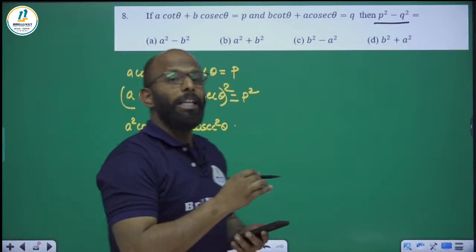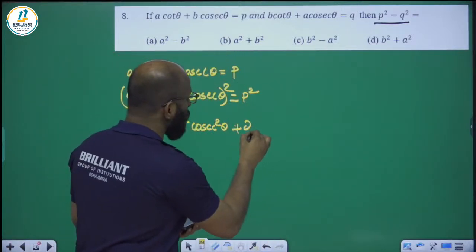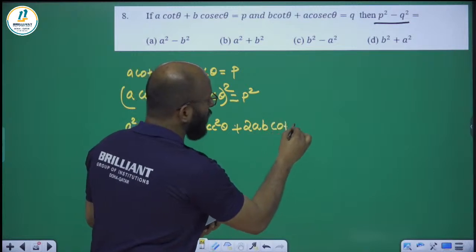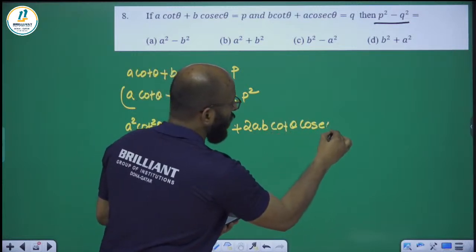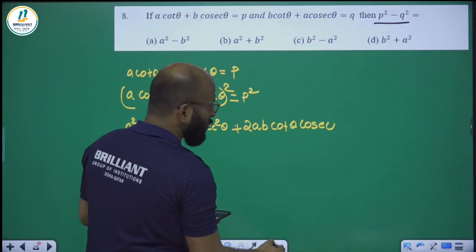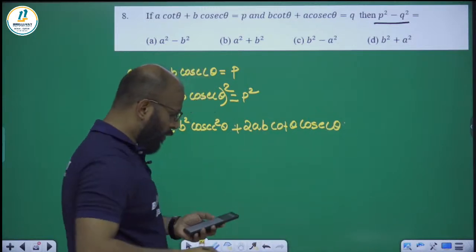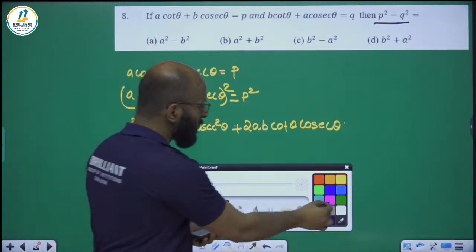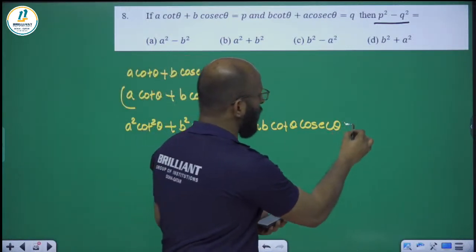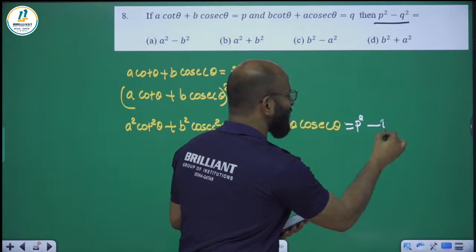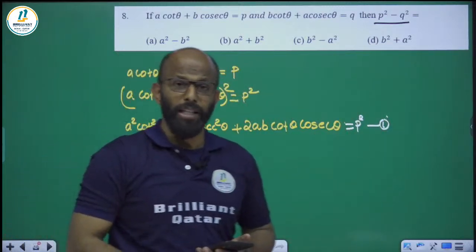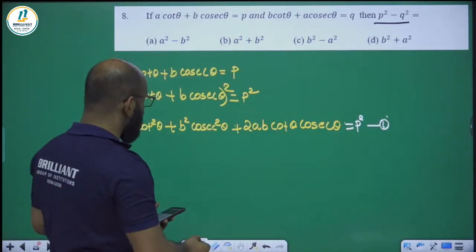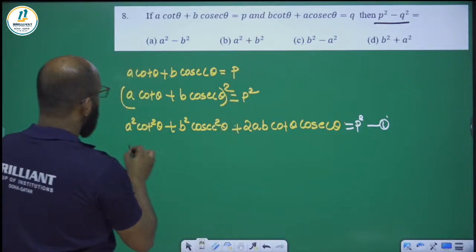Now the 2AB term is there: plus 2AB cot theta cosec theta, that is equal to P square. Just for the timing, we can say that is equation number 1.